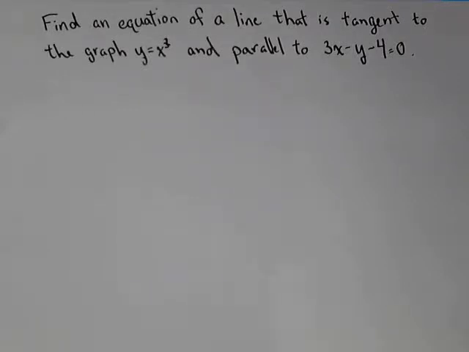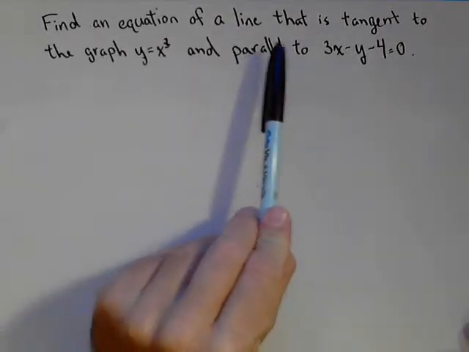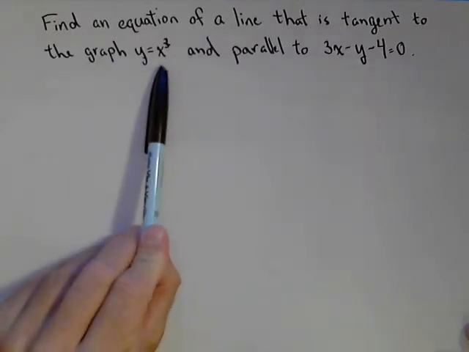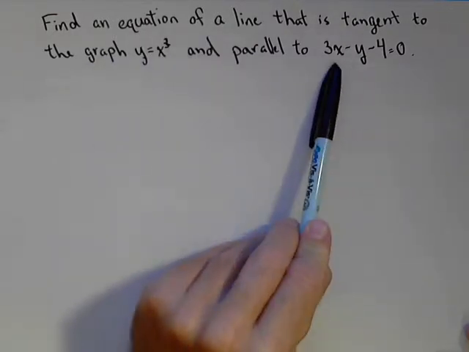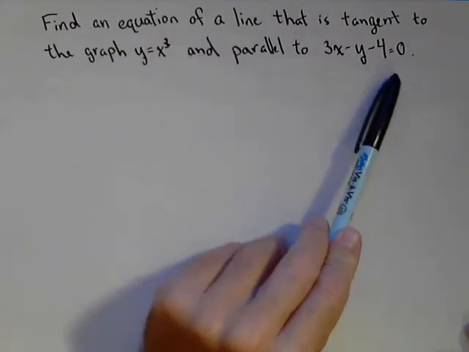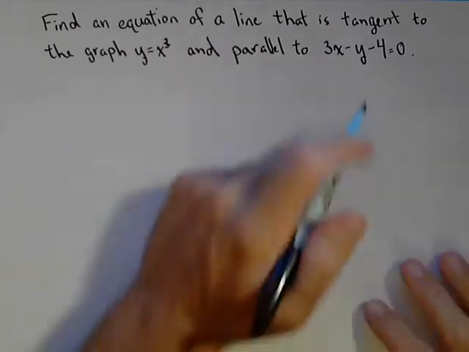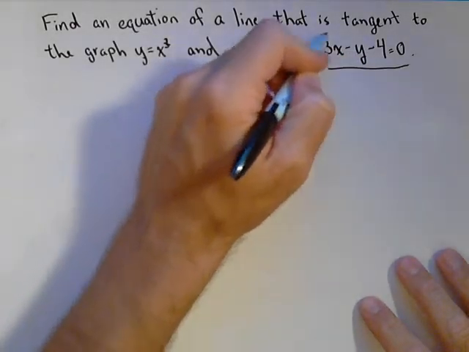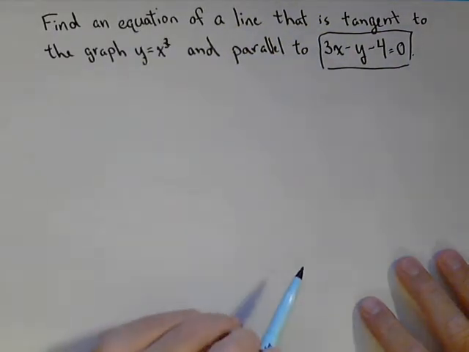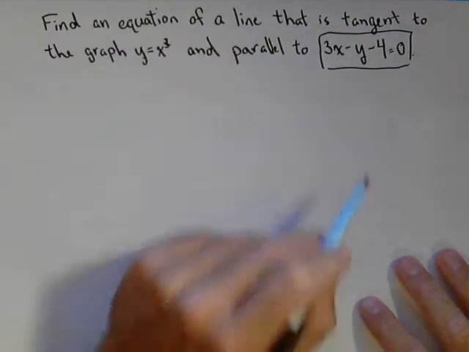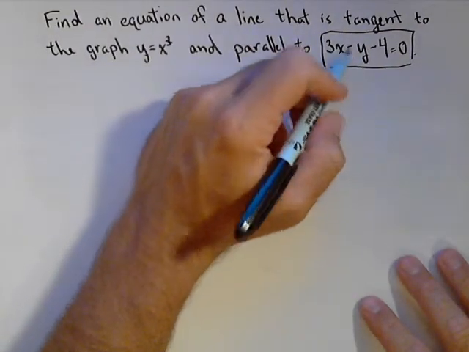So in this problem, we want to find the equation of a tangent line that is tangent to the graph y equals x cubed and also parallel to 3x minus y minus 4 equals 0. So if they're to be parallel, then what we need is the slope of this line, because we need to know what the slope of this line is going to need to be. So let's start off by finding that slope.